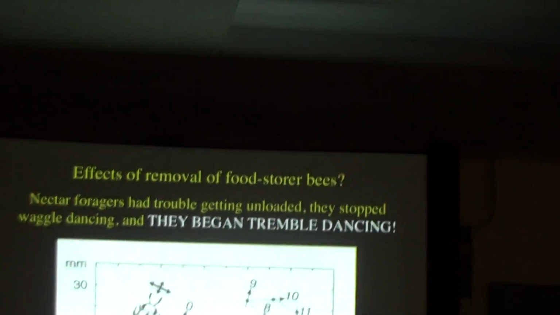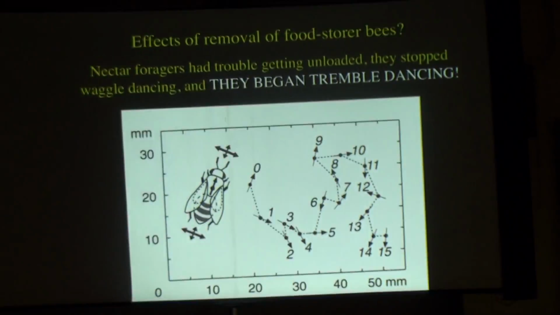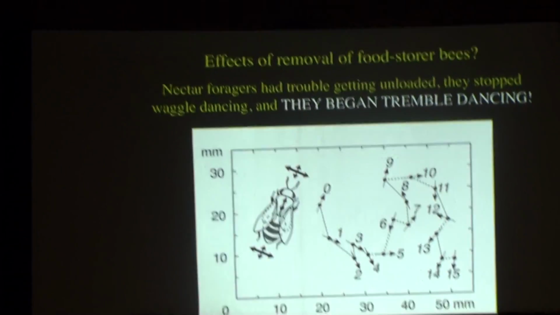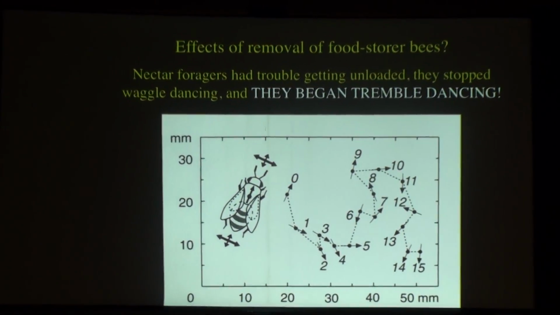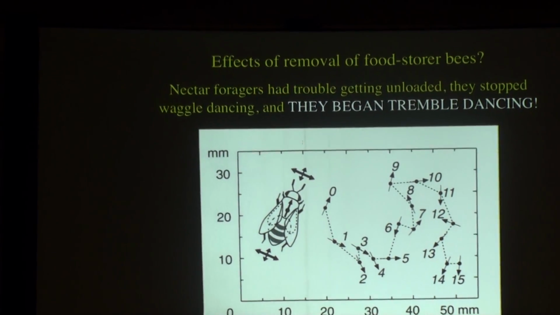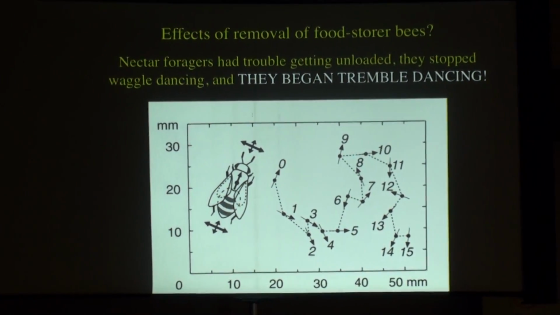You might wonder how many food store bees I removed in that experiment. It was about 800. The colony had about 4,000 bees in the observation hive. But they obviously had reserves. I took out those 800, but there were still middle-aged bees in there that could be called up.